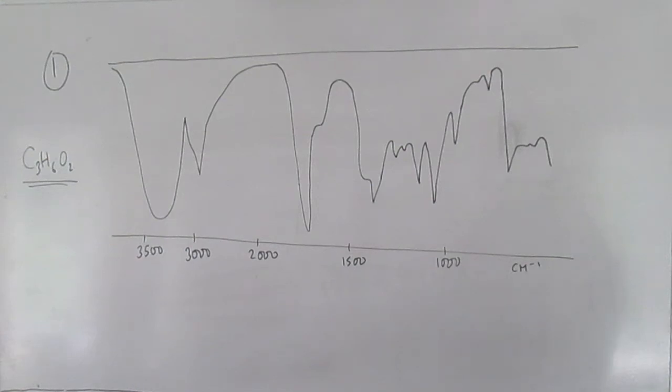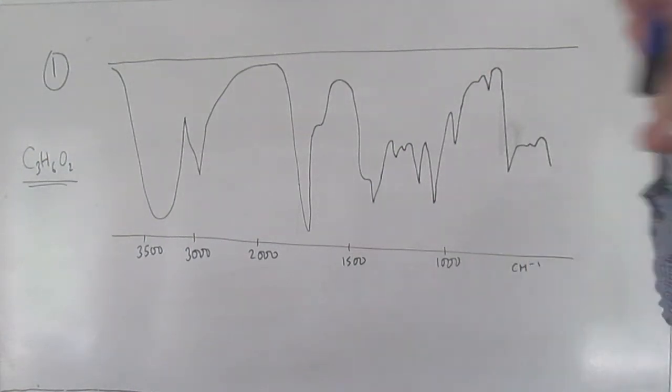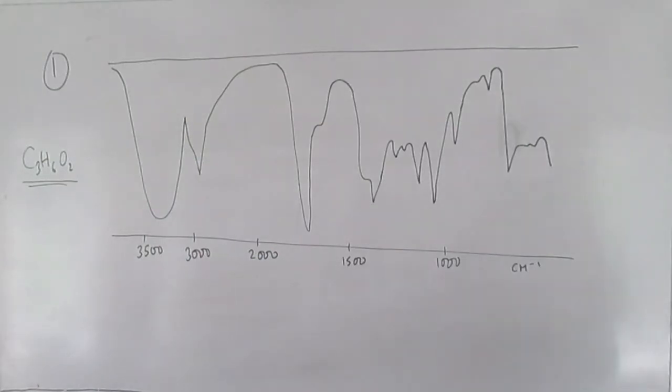Part A asks us to propose 3 structures which are compatible with this spectrum and with that molecular formula. And it says you've got to explain your reasoning clearly. What that really means is that you've got to identify the key peaks in the infrared and justify the way you've assigned them by quoting the datasheet.